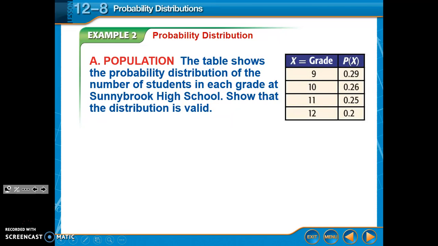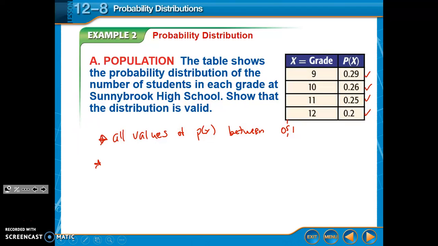So we want to be able to look at a problem and see if this makes sense as a valid probability distribution. The first thing we want to do is look and see if all of our probabilities are between 0 and 1 or equal to them. So nothing greater than 1 or less than 0. This one's okay, that one's okay, that one's okay, and that's okay. So far we can say all values of P(x) are between 0 and 1. So we're okay there.